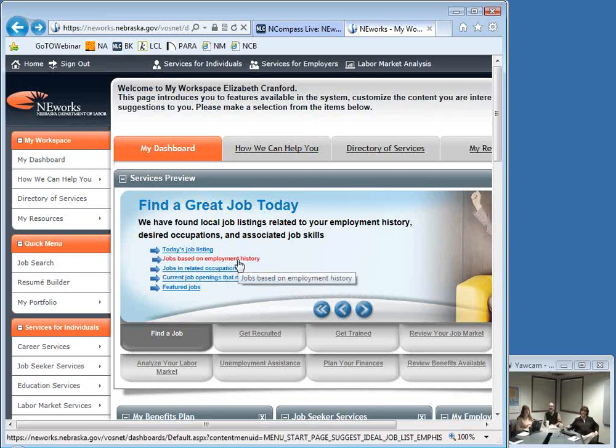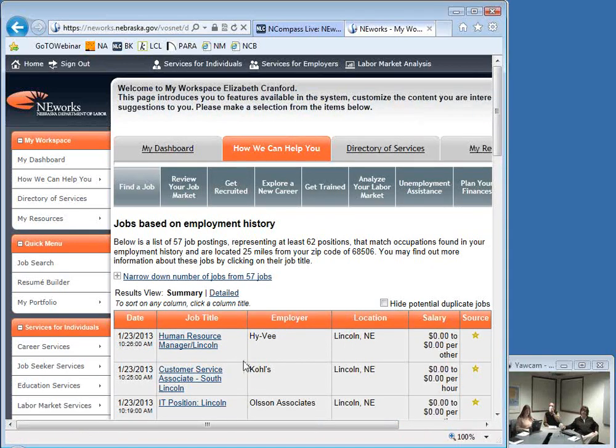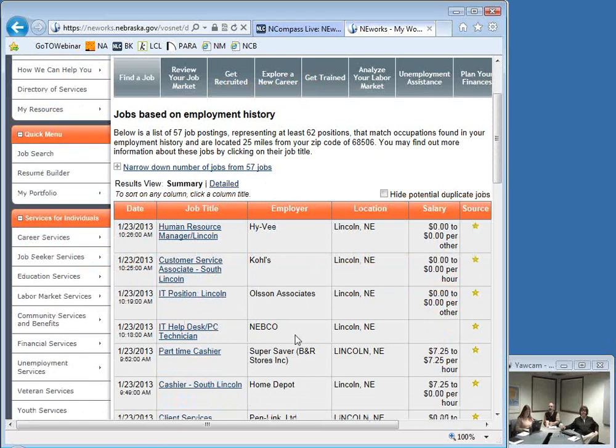Now, I know that this particular login that I've often used for testing information, so I have all kinds of nice fake information in here, but let's see what shows up under jobs based on employment history. Well, we might be right on. So the first couple jobs here were human resource manager. Well, I do happen to know I have human resources experience. Or I could go work at Kohl's. There's an IT position with Olson.